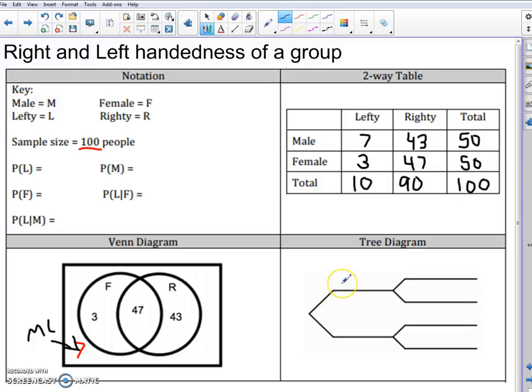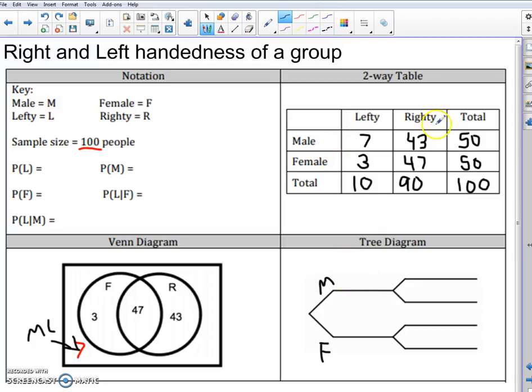I know that one side's going to be male, one's going to be female. You can put them wherever you want. I'm just going to put male up here. I'm going to put female down here. And then, usually you'll use percents, but we'll just use fractions here. So I want my total number of males out of 100. I want the probability of males. So I'm going to put that right here.